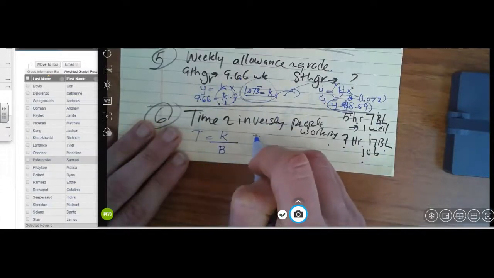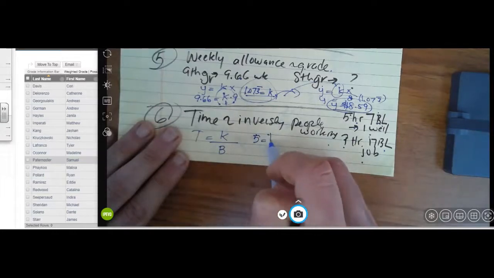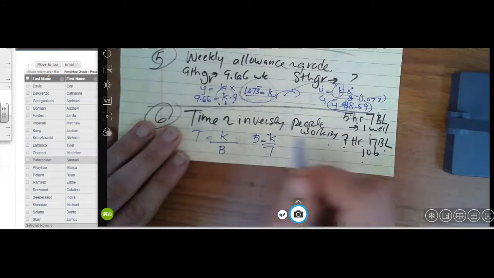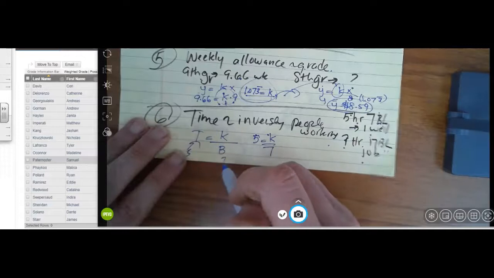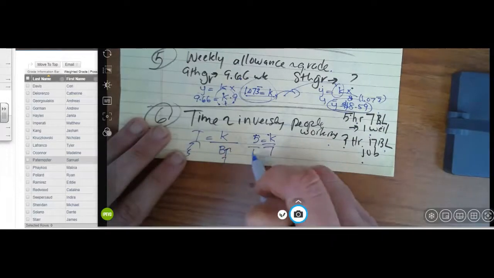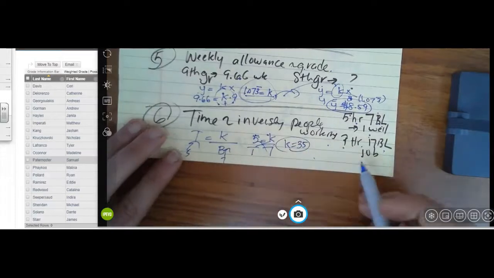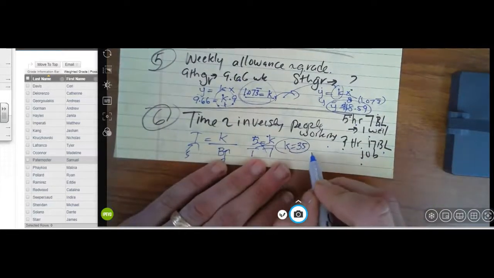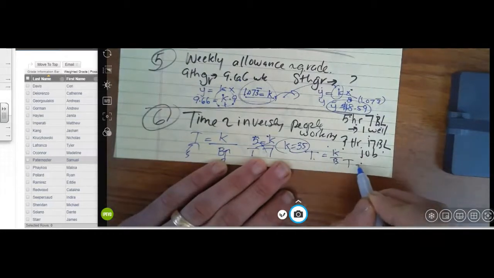So we have 5 is equal to, it took 5 hours for over 7 bricklayers, right? We put our values in. We know 5 is the time. We know 7 is the bricklayers. We put that in there, and then we do cross products, and we get k equals 35. And then we use that 35 to solve the second part of the problem, which says how much time. So time equals k over b, and k is 35. So we have time is equal to 35 over b, which in this case is 17.